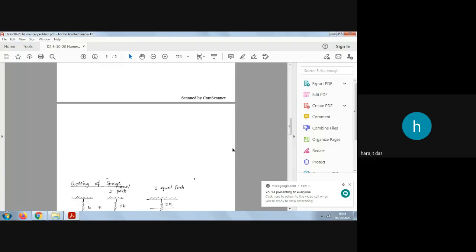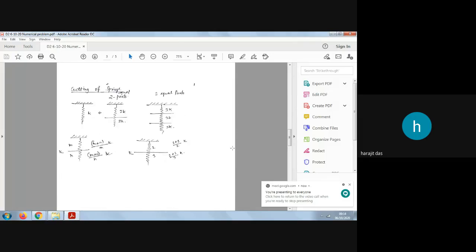Let us take another example. Oh yeah, one very important thing: cutting of the spring. If you cut one spring, then what will be the equivalent stiffness? This is actually very important for GATE purposes. In the GATE exam, you will get this type of question when you appear.